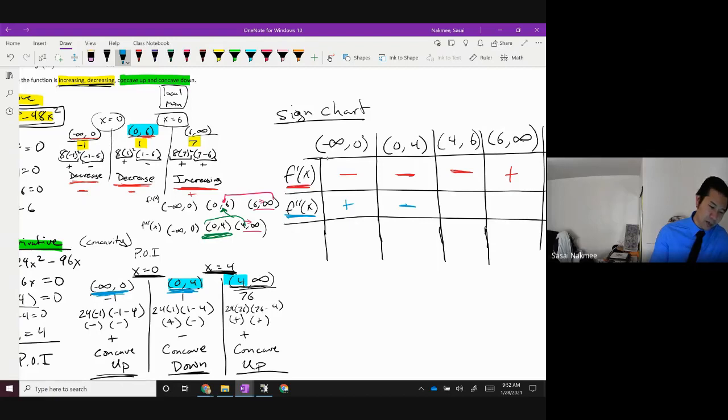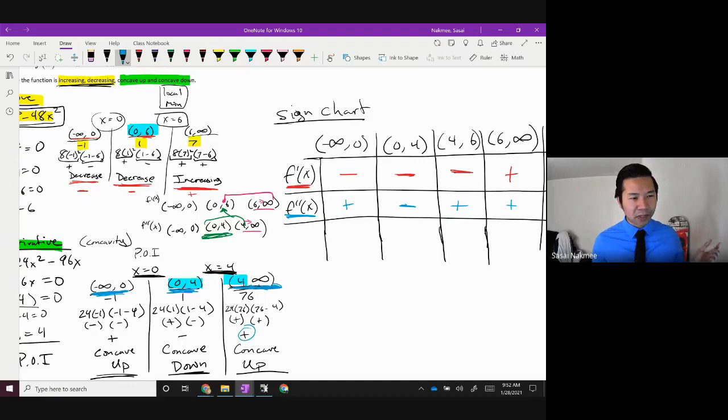The next part is from 4 to 6. 4 to 6 is actually included with this 4 to infinity. It's just not going all the way to infinity yet. So from 4 to 6, the sign is positive, because that's what we have right there. And when we go from 6 to infinity, that's the rest of this part, which is also positive and concave up. So that's all I did. I took this information and combined it into a single chart, so we can see what the original function is doing based off of these signs.